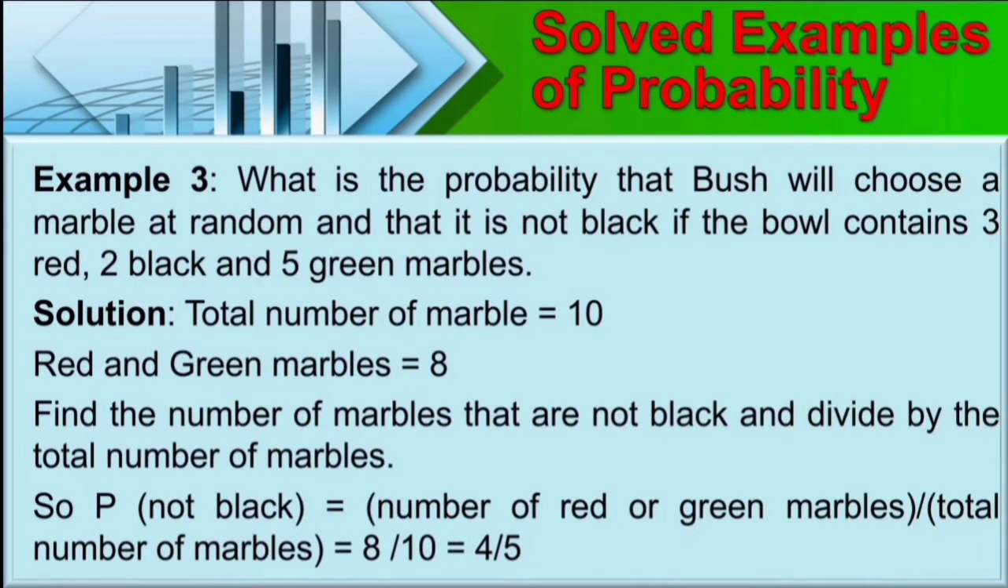Solved example of probability. Example 3. What is the probability that Bush will choose a marble at random and that it is not black if the bowl contains 3 red, 2 black and 5 green marbles? Solution. The total number of marbles is equal to 10. Red and green marbles are equal to 8. Find the number of marbles that are not black and divide by the total number of marbles. So P of not black is equal to number of red or green marbles divided by total number of marbles. That will be equal to 8 out of 10, or we can say 4 out of 5.